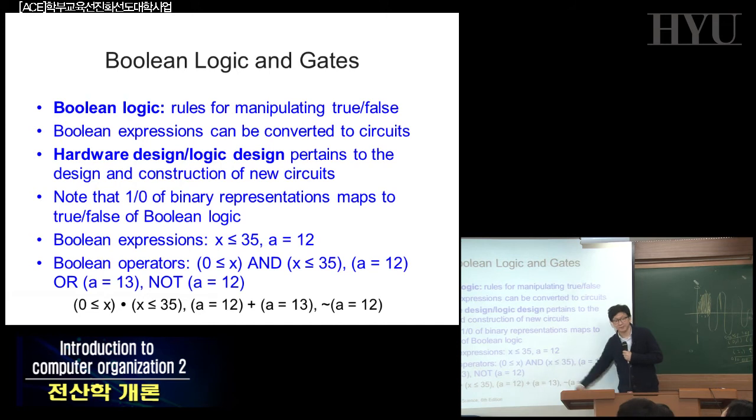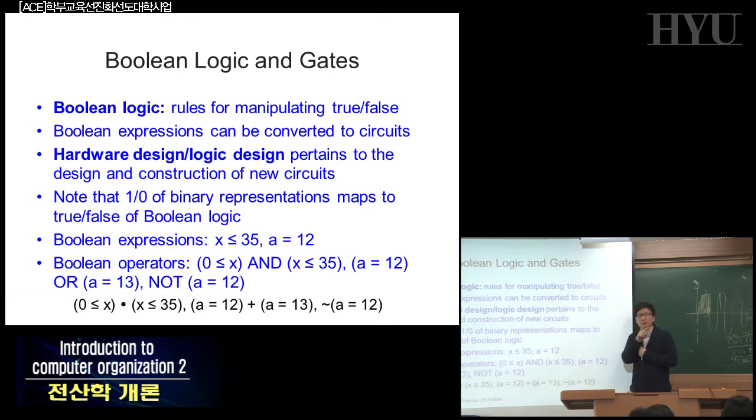or, not. 이거 뭐야? X is greater than or equal to 0, and X is less than or equal to 35. If this condition is satisfied, true. In order to satisfy all these conditions, both have to be true. It's because this is an and condition. Or means if one of those two is true, then the entire condition is true.